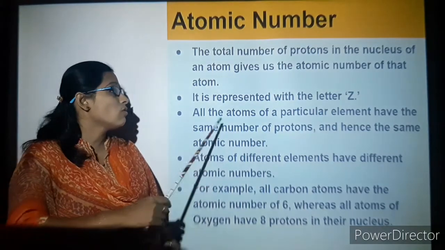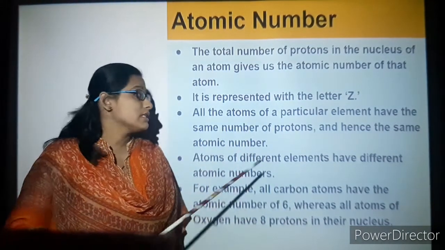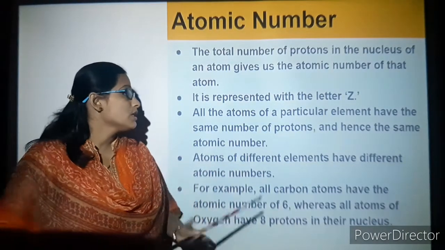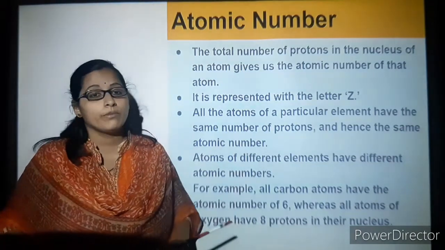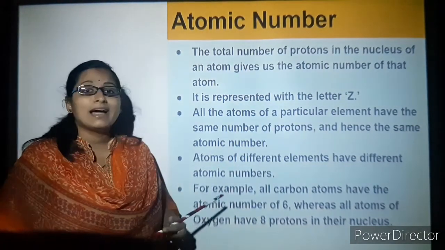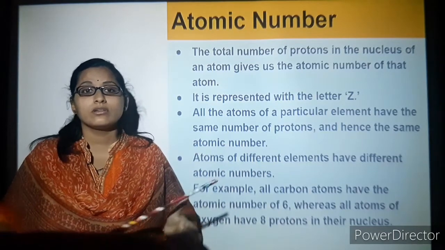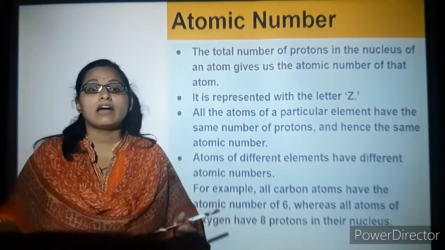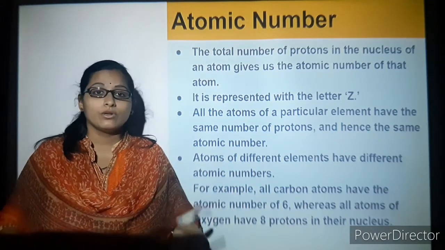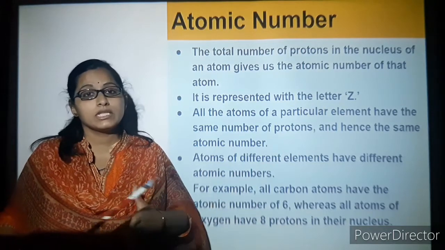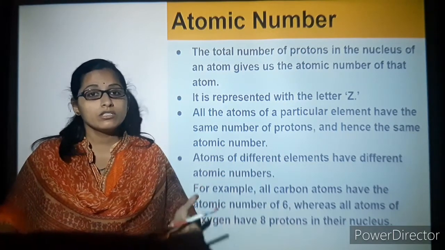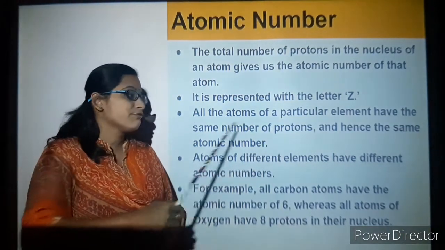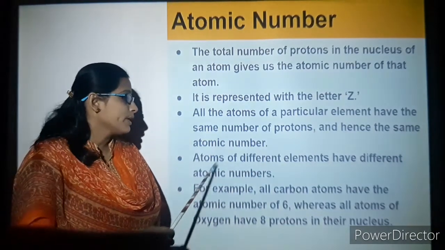So all the atoms of a particular element have the same number of protons and hence the same atomic number. Atoms of different elements like oxygen, carbon, helium and hydrogen are all different elements, so they will have different numbers of protons in their nucleus. As the number of protons in the nucleus differs, their atomic number also varies with their respective elements. So atoms of different elements have different atomic numbers.